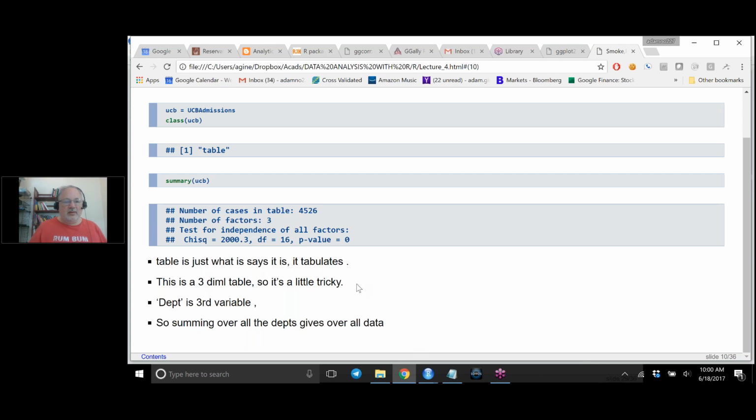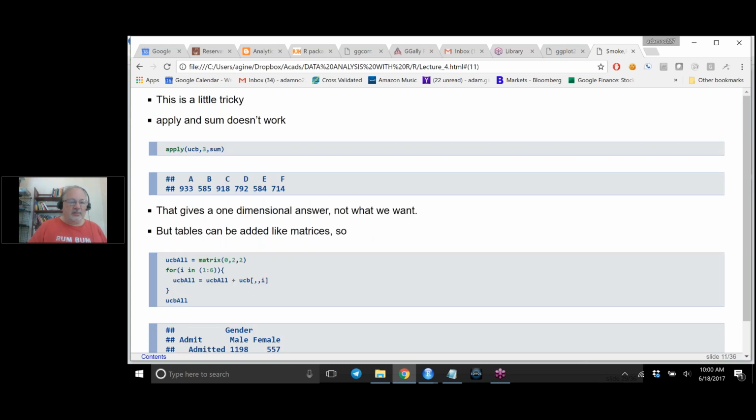Yeah, so a table, normally you think it was 2 by 2, but by saying it has 3 factors, you're really saying that there's a bunch of tables. Okay, so what does it say? Number of factors is 3, test for independence. So here it gives you a chi-squared test, and it gives you a p-value of 0. So let's analyze what this means.